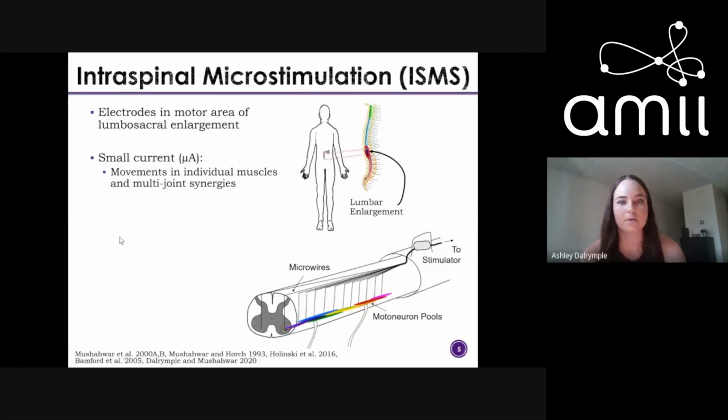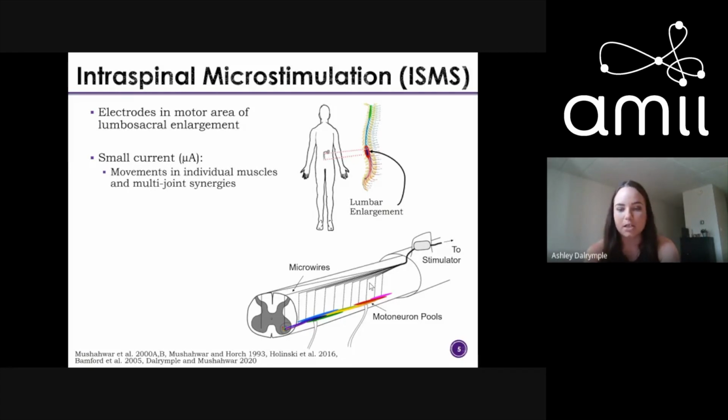This is where we get into a technique that our lab used called intraspinal microstimulation. What we do is we target that area, the lumbar enlargement, which again houses the motor area in the spinal cord. If you put very small wires into this motor area and deliver very small amounts of current, you can get movements in both individual muscles as well as multi-joint synergies. So if you have an array of wires implanted throughout the entire enlargement and provide stimulation in a set pattern, you can restore functions such as walking.